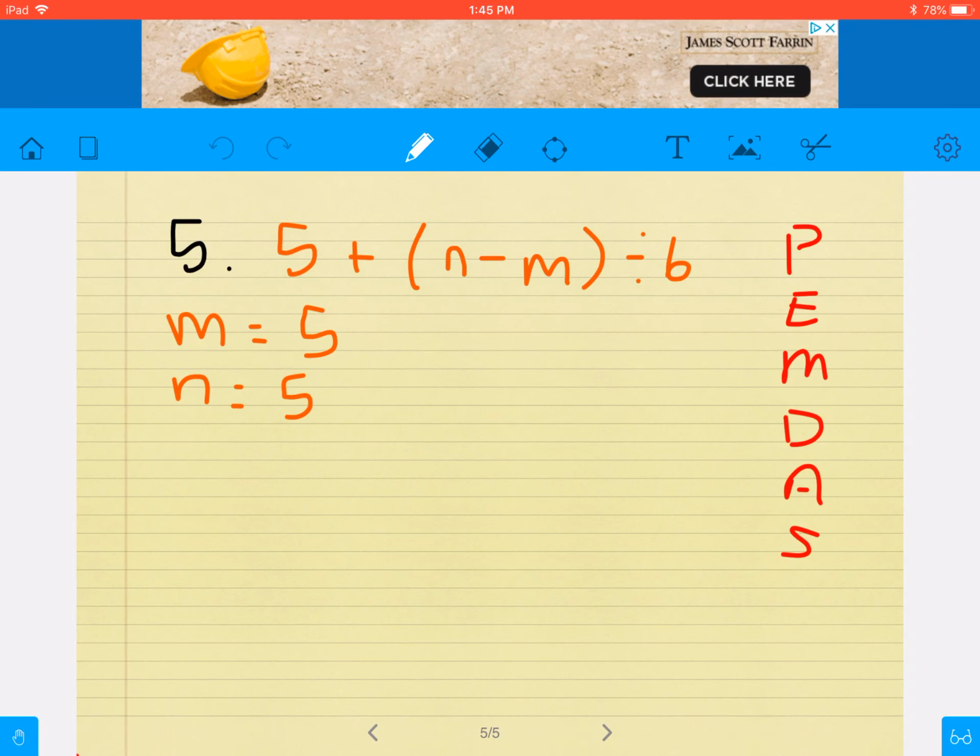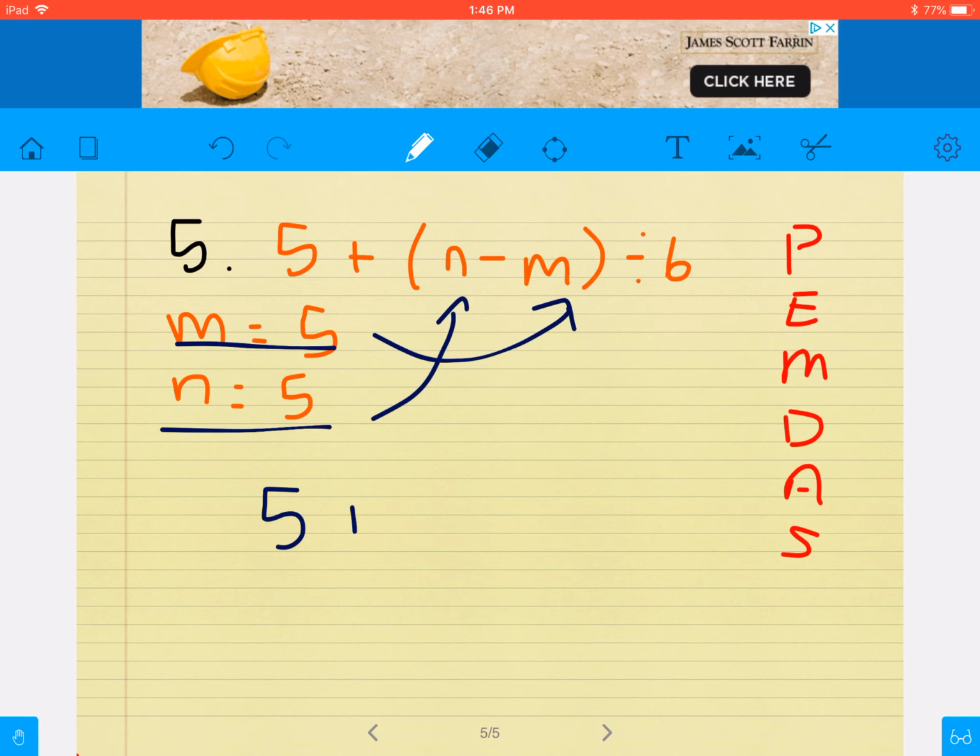On to number 5, a little bit different in that we are substituting. So we are evaluating each of these questions using the values given. The values given here were n and m, and both of them are equal to 5. So before we start using our order of operations, we need to first substitute n and m with the number 5. So we've got 5 plus, parentheses, 5, because that's what n equals, and then minus 5, because that's what m equals, and then divided by 6.